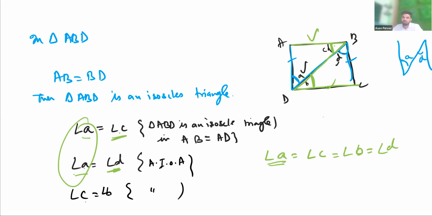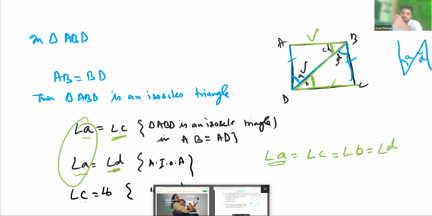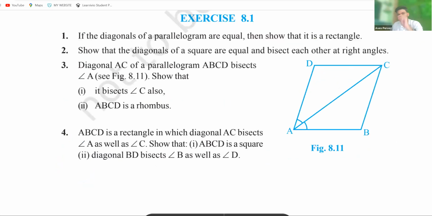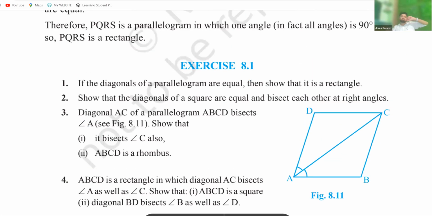You didn't understand, Rima? Sir, I'm not getting it. You're not getting it. Okay, let's try one easy question from this portion, the same question. Then we shall be coming back to this question. Do question number 3 and try to do it on your own.